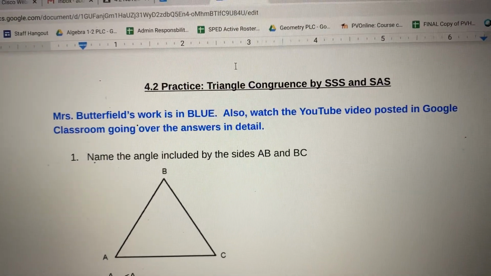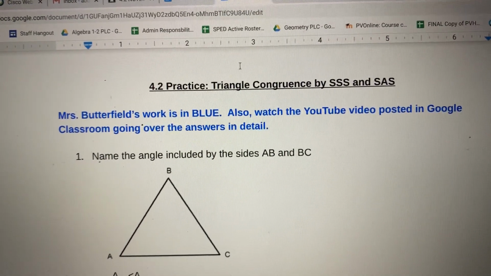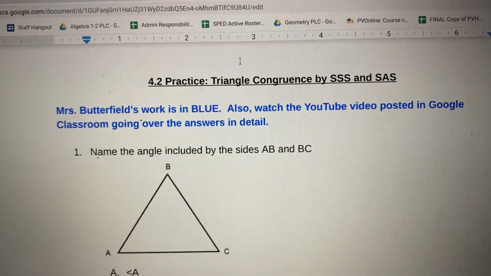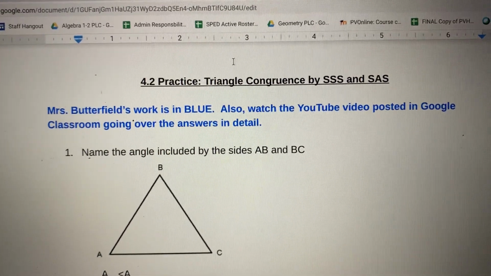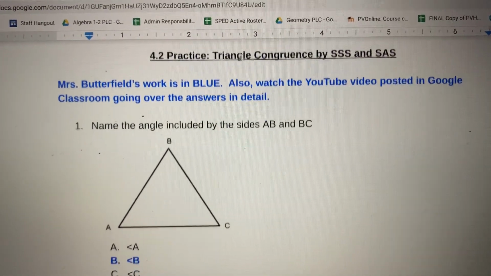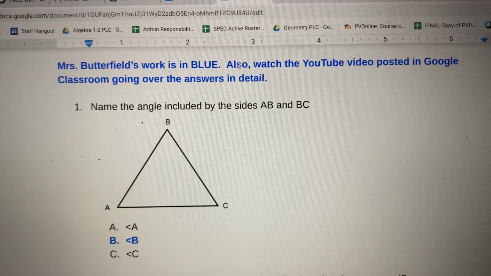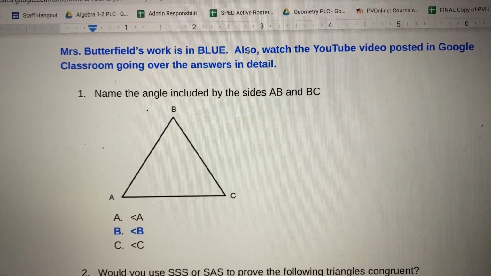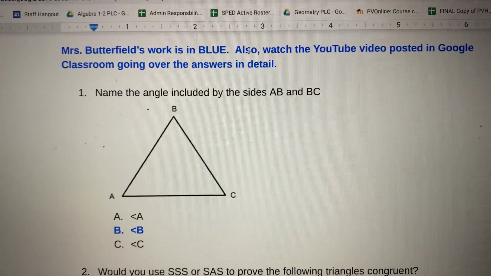So if you haven't already started the practice on your own and tried it, I would pause this video right now and I would go try it on your own. If you've already tried it on your own, you can keep watching. I'm going to go ahead and go over all of the answers and kind of explain why the answer is what it is. This is super, super helpful because this is a lot like the SR.